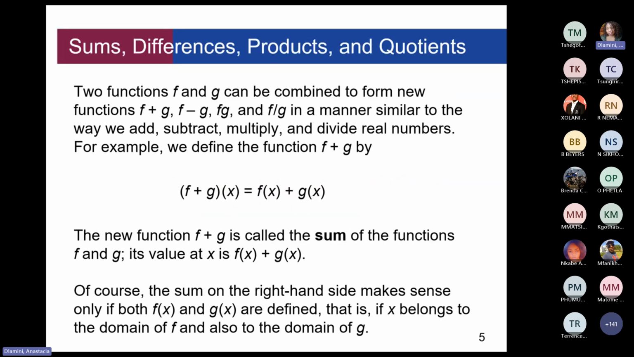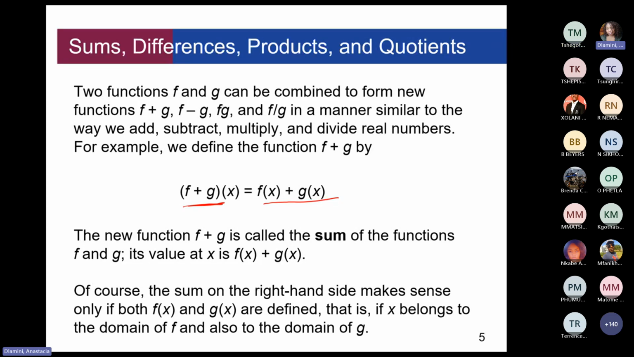They say two functions, f and g, can be combined to form a new function, which is f plus g, f minus g, f times g, and f divided by g, in a manner similar to the way we add, subtract, multiply, and divide real numbers. For example, if we define a function as f plus g, we are simply saying that we are adding f of x and g of x. So the new function is called the sum of the functions f and g, and its value at x is f of x plus g of x.